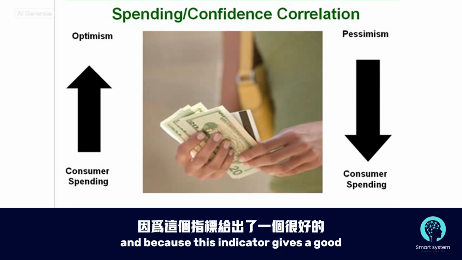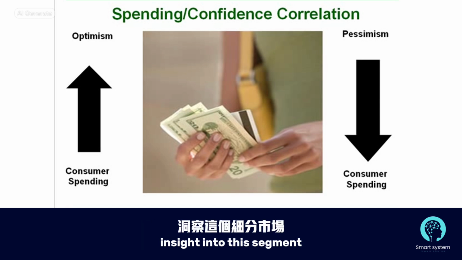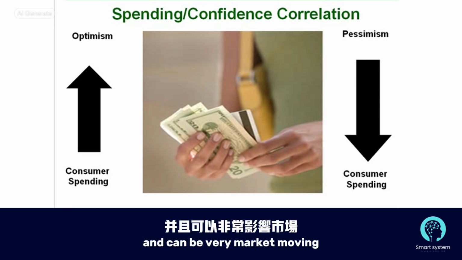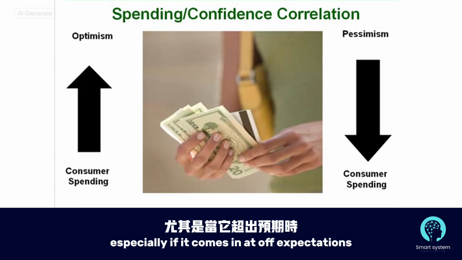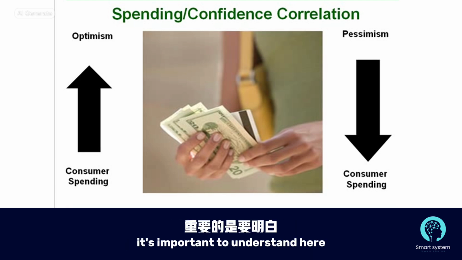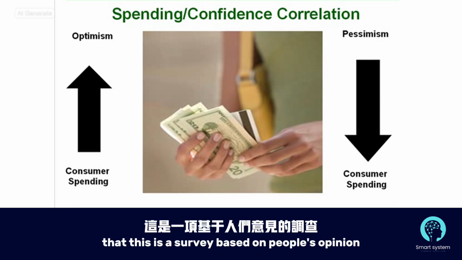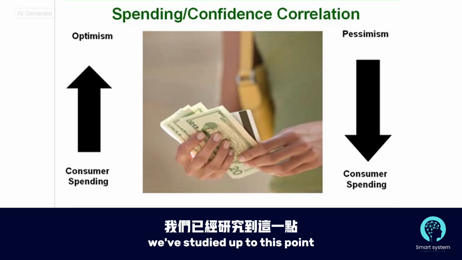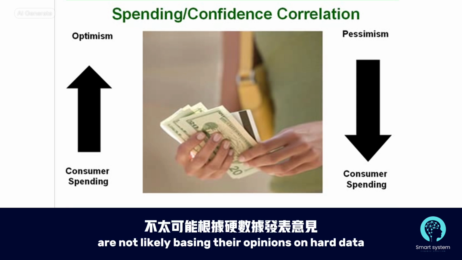And because this indicator gives a good insight into this segment, it's closely watched by market participants and can be very market moving, especially if it comes in off expectations. It's important to understand here, however, that this is a survey based on people's opinion. And unlike most of the other indicators we've studied up to this point, the individual survey respondents are not likely basing their opinions on hard data.